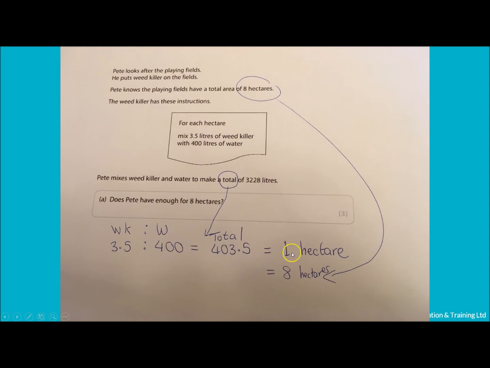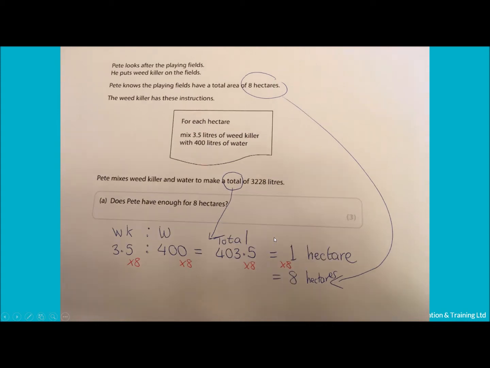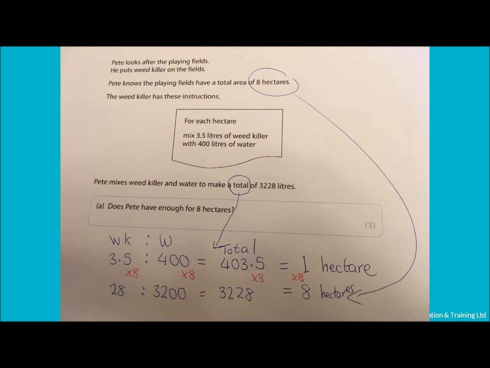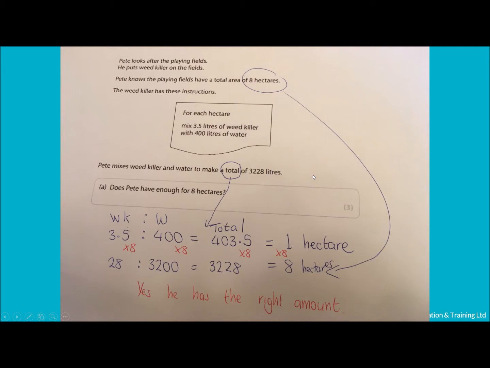So remember, for 1 hectare, for 8. So everything needs to get 8 times bigger. Let's make everything get 8 times bigger. Use our calculator. And that gives us 3228 here. So we can match that with the 3228 there. Because it matches, yes, he has enough.